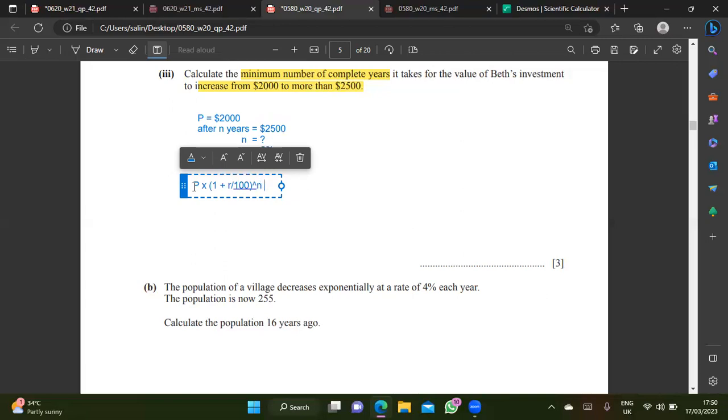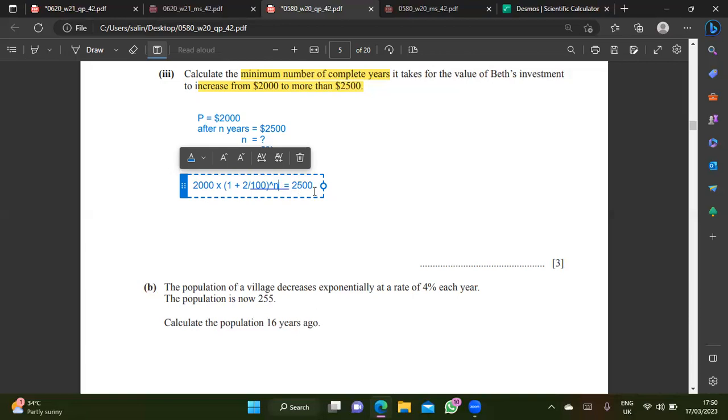All right. For this case, they already gave us the value. The value after N years is 2,500. So we just got to key in here, then substitute. What is your P here? P is 2,000. See how easy this is. What is your R? 2. What is your N? I don't know, so you just keep N.